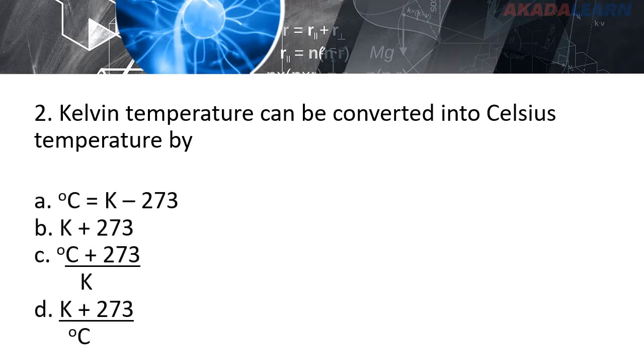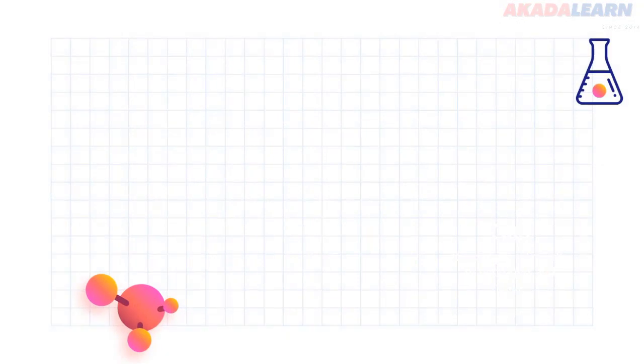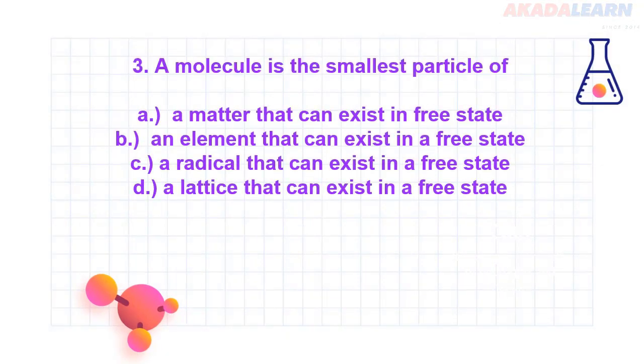Question 2. Kelvin temperature can be converted into Celsius temperature by. Question 3. A molecule is the smallest particle of A. A matter that can exist in free state, B. An element that can exist in a free state, C. A radical that can exist in a free state, D. A lattice that can exist in a free state.